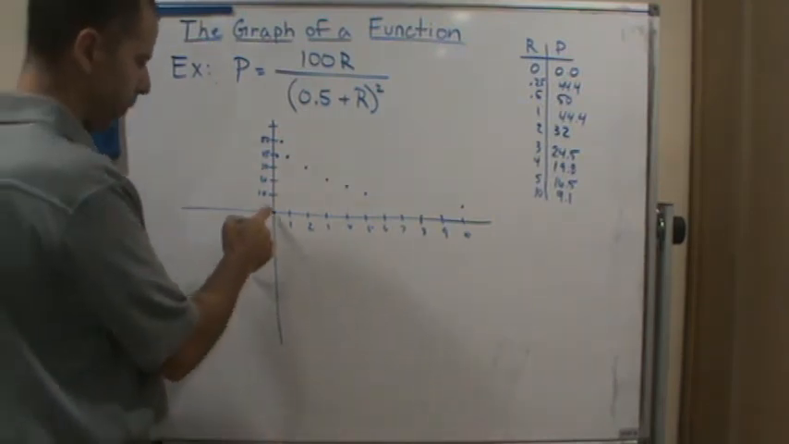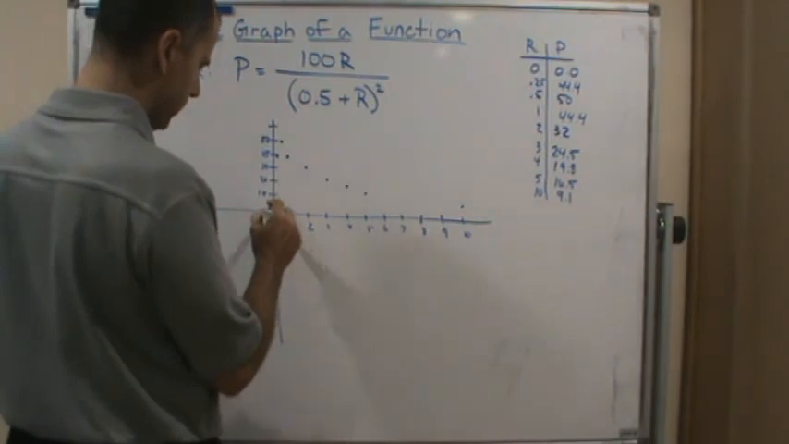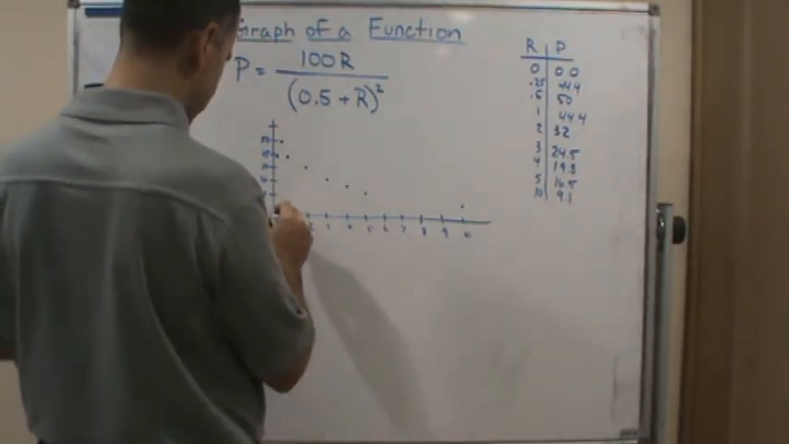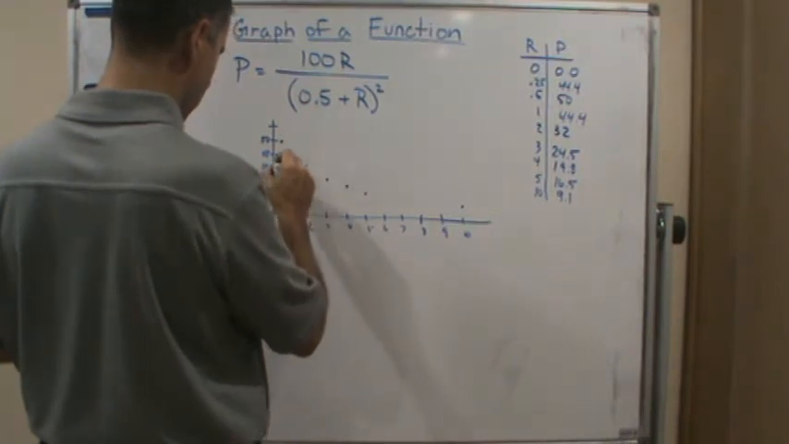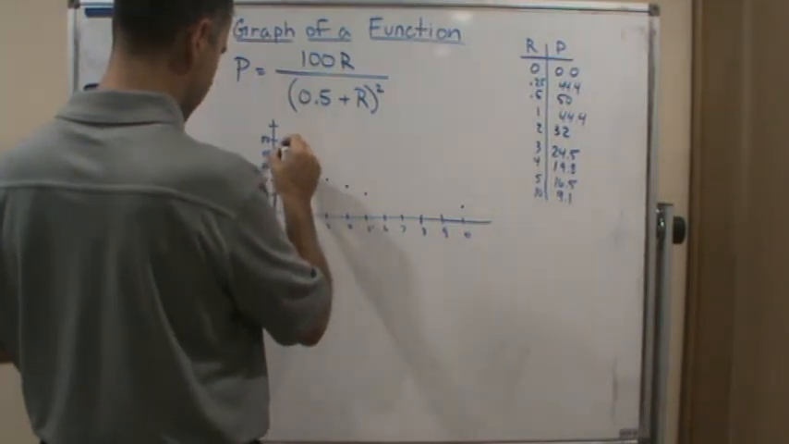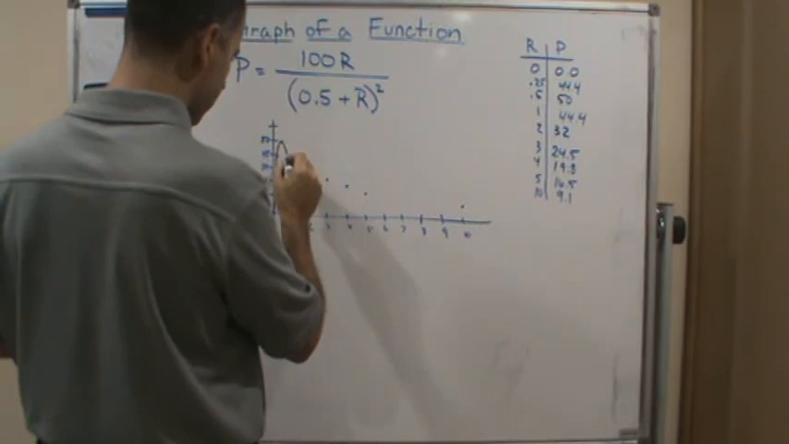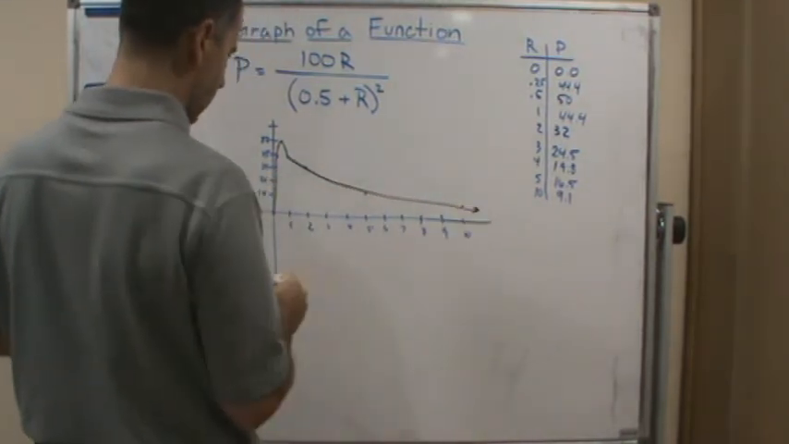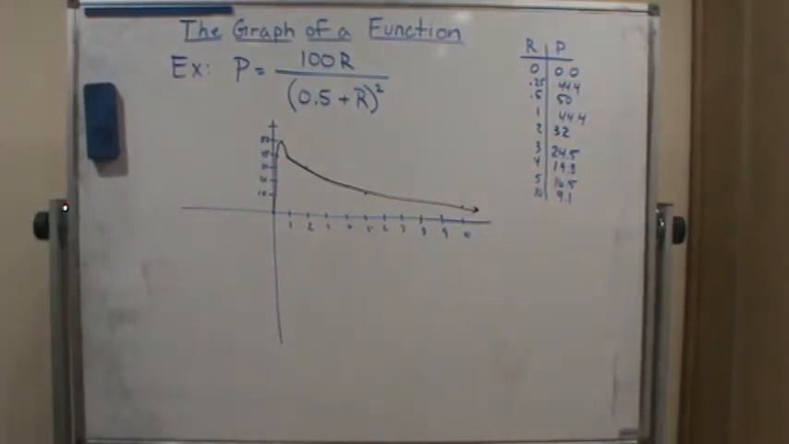And so if you look at the points here, it looks like it's doing something like this. It's going up very fast, and then it comes to a maximum value, it looks like, and then it starts slowly decreasing towards 0.